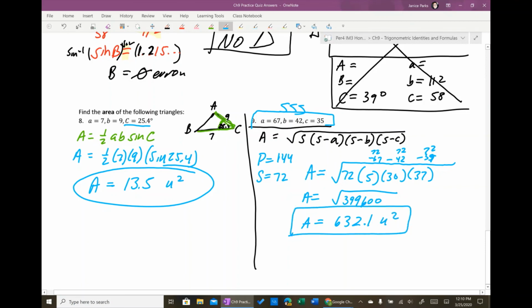So that's a review of section 9.3 and 9.4.